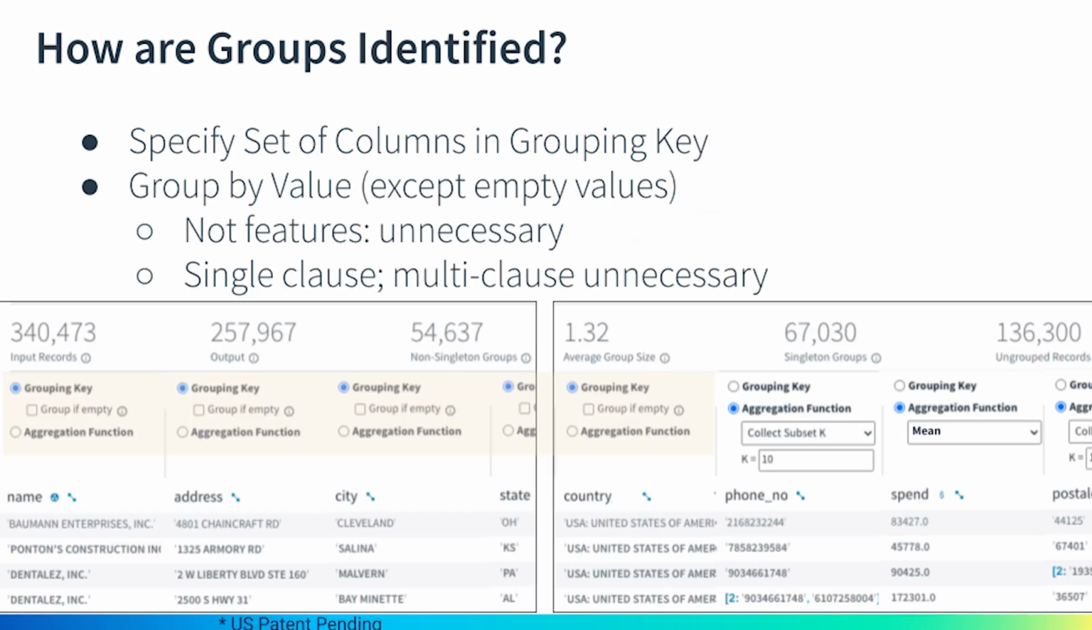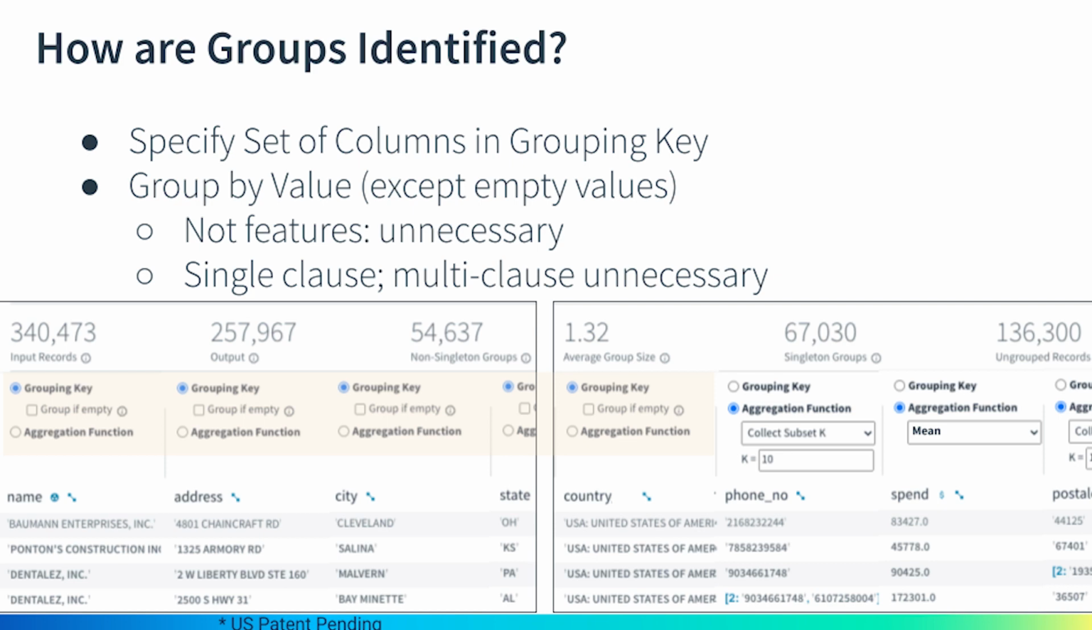Groups are identified by specifying the columns in the grouping key, and we group the records by value. This differs from a SQL group by in that we do not group by empty values. All records with empty values are left as singletons.